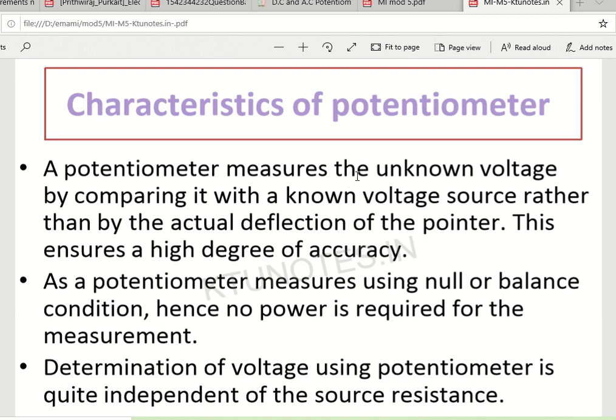But in the case of a potentiometer, there is no deflection of the pointer. Instead, we are measuring by comparison. So this comparison ensures a high degree of accuracy.